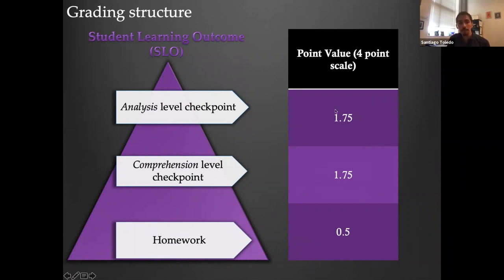This distribution of points is such that a student cannot pass my class if all they do is homework and that's it. That's not sufficient to earn a D in the class. And it is also not sufficient to earn an A in the class if all they can do is think at the comprehension level. If they can only perform at the comprehension level on the homework, that is not sufficient to earn an A or a B in my class. Actually, that gets them to a C+ in my course. And that's kind of my criteria or specification for how I do that.